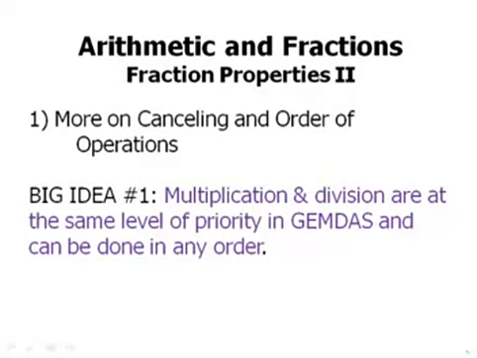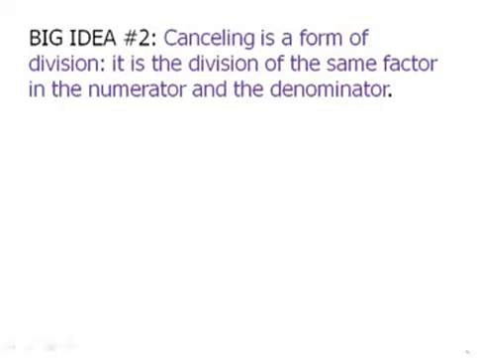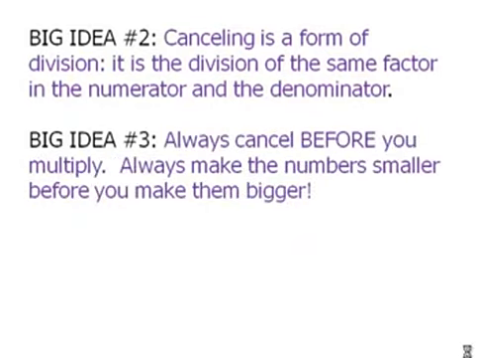If this is unfamiliar to you, you can watch the order of operations video. But the big idea here is that multiplication and division are at the same level of priority and can be done in any order. Big idea number 2 is that canceling itself is a form of division. It is division of the same factor in the numerator and the denominator. Big idea number 3 is always cancel before you multiply. Always make the numbers smaller before you make them bigger.